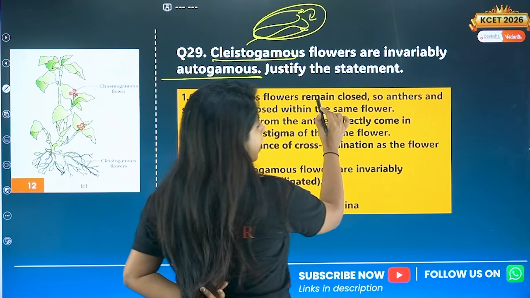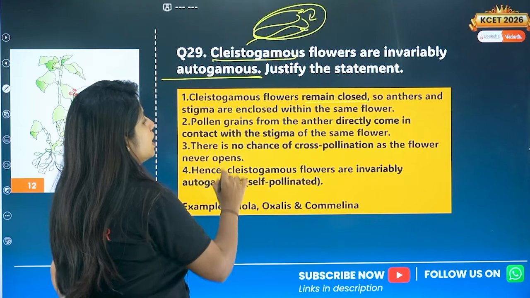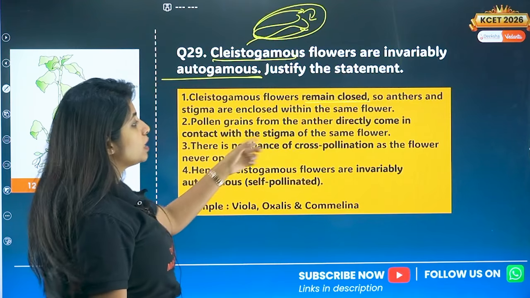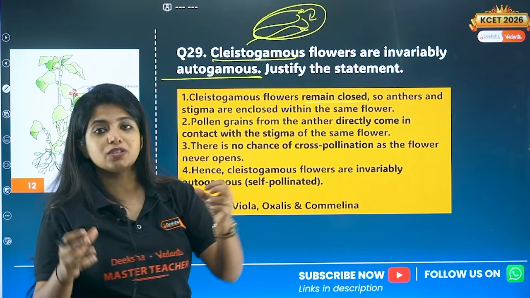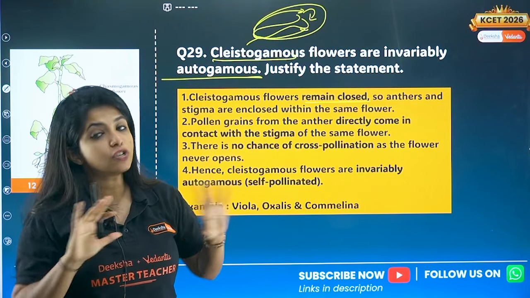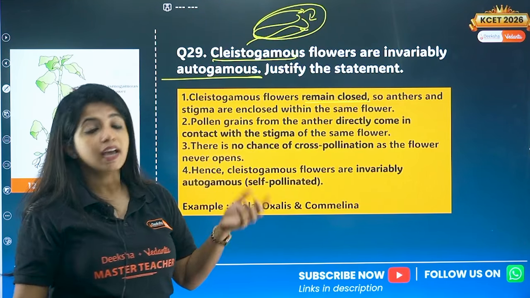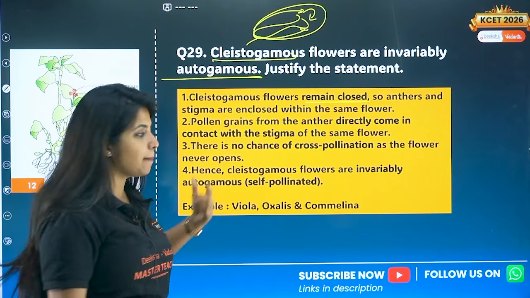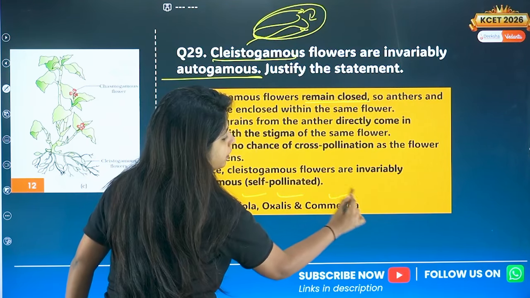Now you have to justify the statement. So you have to say that it remains closed, and the stigma and the anther are enclosed within the same flower. Pollen grains from the anther directly come in contact with the stigma of the same flower. There is no chance of cross pollination because it is closed. Hence, clistogamous flowers are invariably autogamous. That means self-pollinated. Example: Viola, oxalis, commelina.